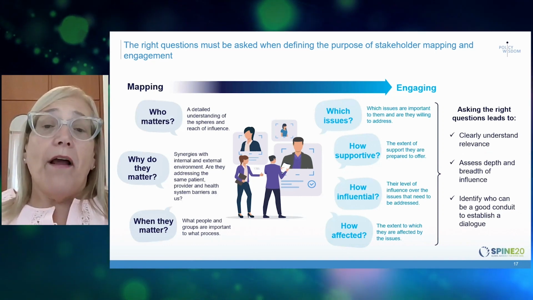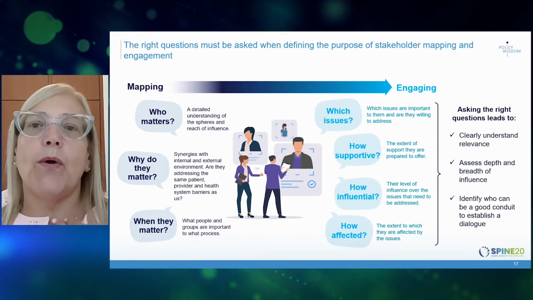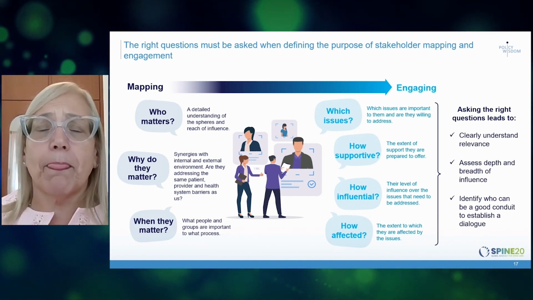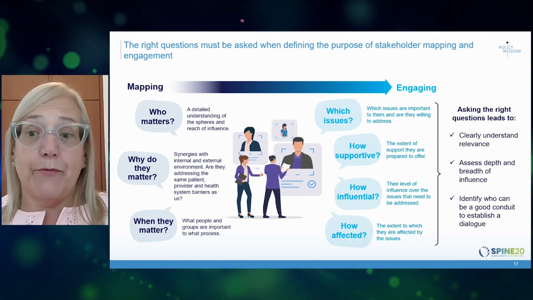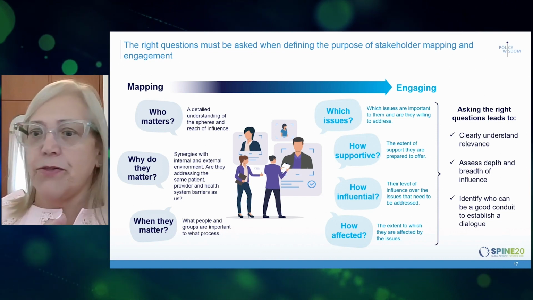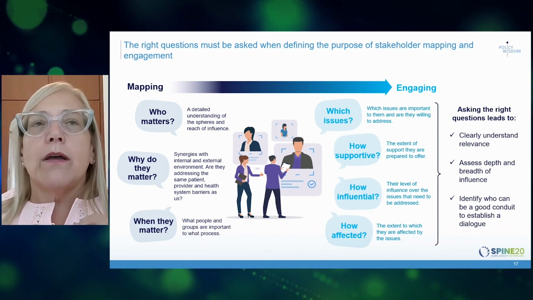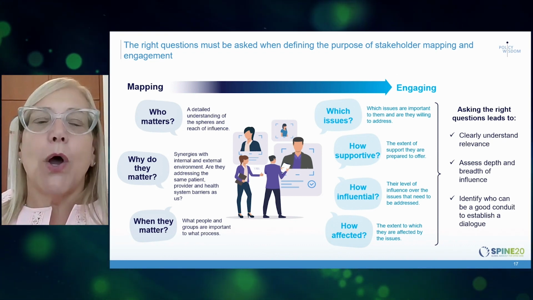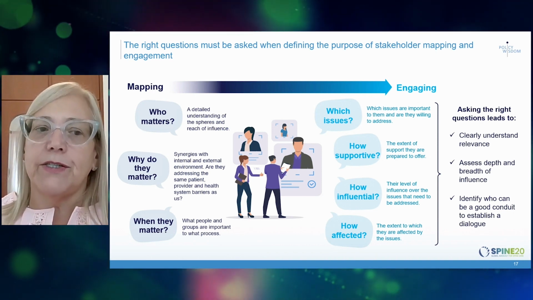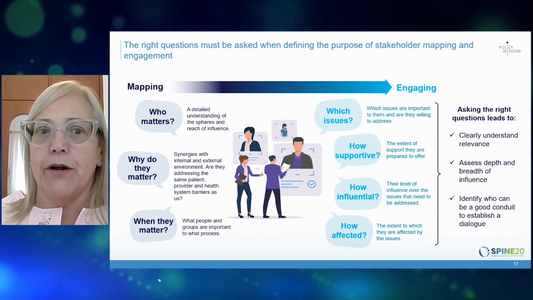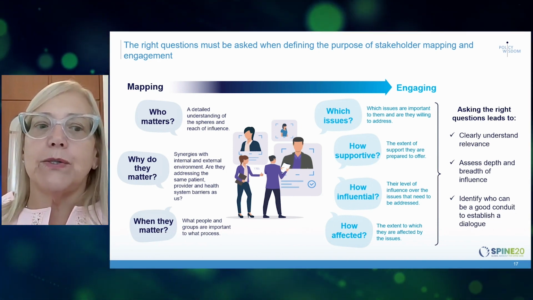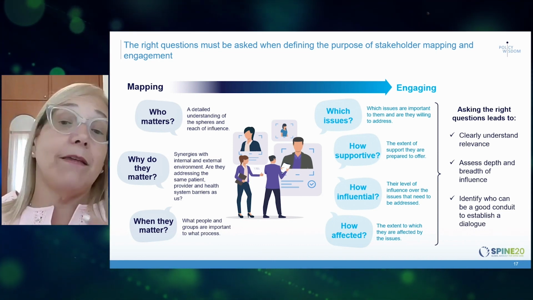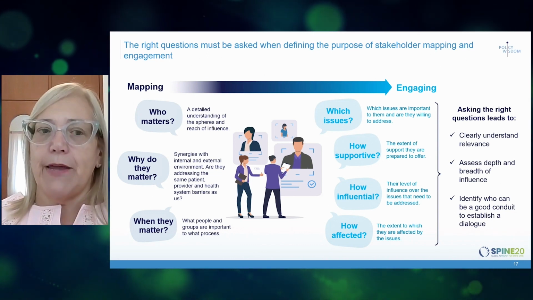So what are the questions that we ask ourselves when we're trying to do mapping and engaging? First of all, if you look to the right of the slide, we really want to understand relevance. We want to assess the depth and breadth of their influence, and we want to know which of them are a good conduit to establish the dialogue that we want. So it is important to know who matters, why they matter, and when they matter. What are their spheres of influence, what are the synergies, and also how or when in the process they're important. That's very relevant for the mapping component.